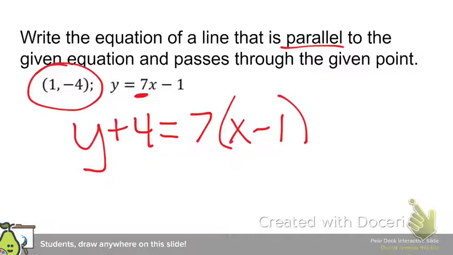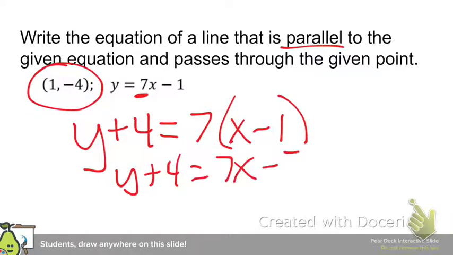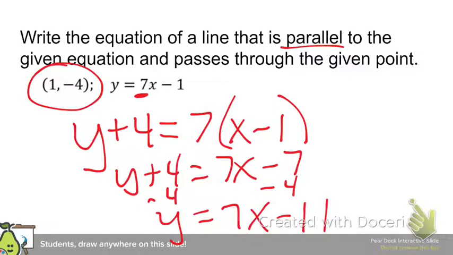If you want to turn this into slope-intercept form, then you just have to distribute and move that 4. So that would be 7x minus 7, and then if I subtract 4, I would have 7x minus 11. And so that is the parallel line with the same slope that goes through that point 1, -4. There are infinite lines that are parallel, but there's only one that would go through this point. So the point is important here. But you do want to use this same slope of 7. That has to match if they're parallel.